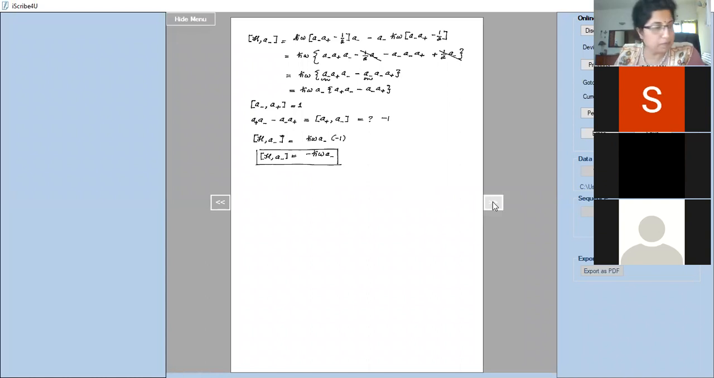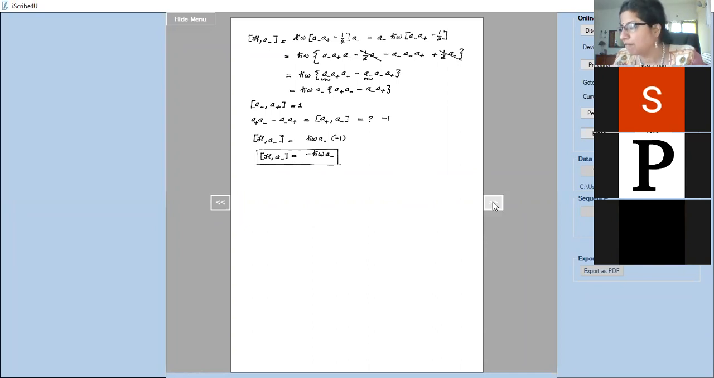Everybody good? You've got this? I hope. Any problem? Everybody has understood this? How I got this? Yes, ma'am. Once you know the relation of the Hamiltonian in terms of A plus and A minus, once you know the commutation relations between A plus and A minus, it should just follow. So it shouldn't be a problem.